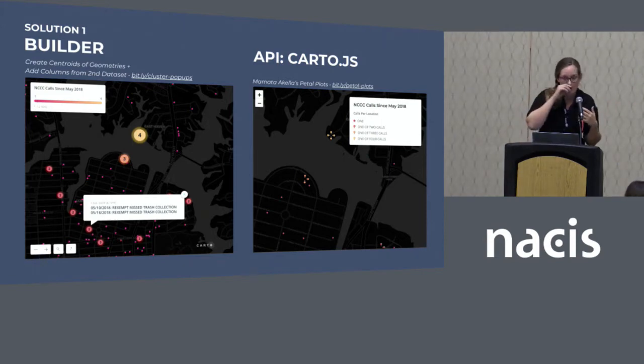So pop-ups in CARTO are pretty straightforward. If you click on a point, you'll get a pop-up containing all of the attributes that you choose from that single point. If you are aggregating clusters, though, you have to use kind of a trick to do it.